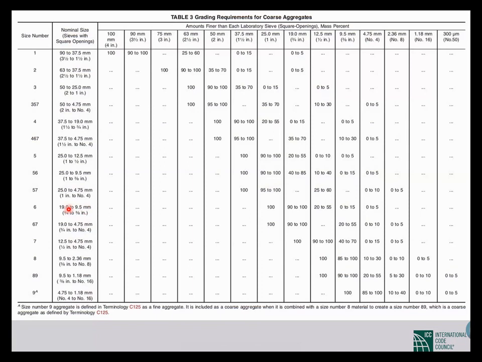In our case, we usually use this one, like we say 20 mm downgrade. So this is the 20 mm downgrade size. The gradation should follow this. There is a range among the sieve sizes. Or in some cases, we use half inch downgrade or 12.5 mm downgrade. So the gradation should follow this, but we seldom check this.